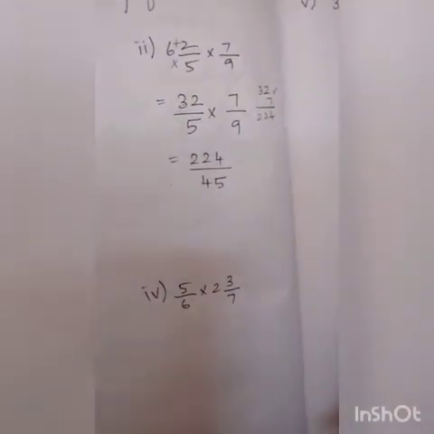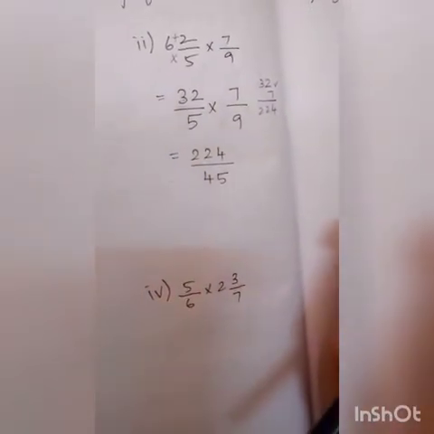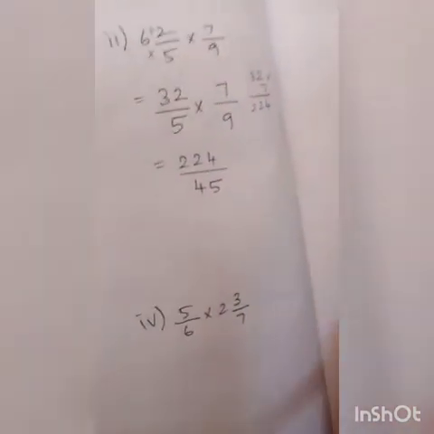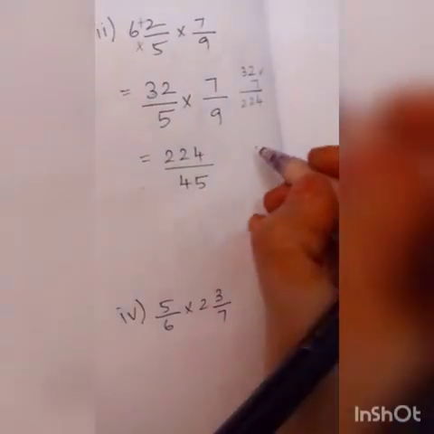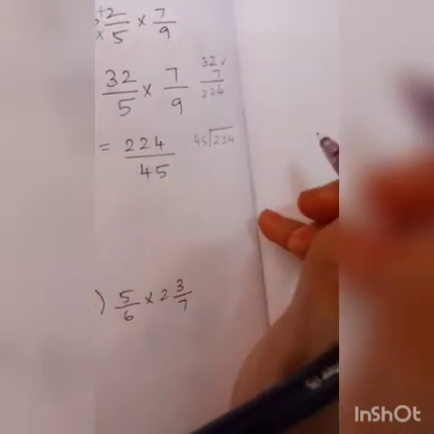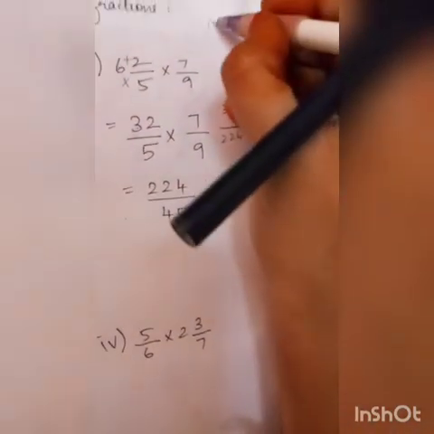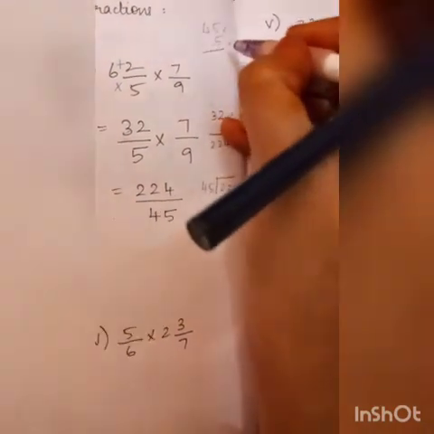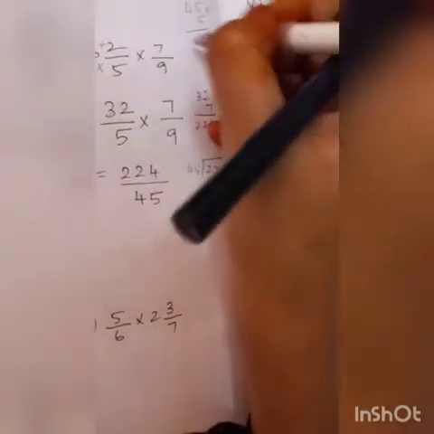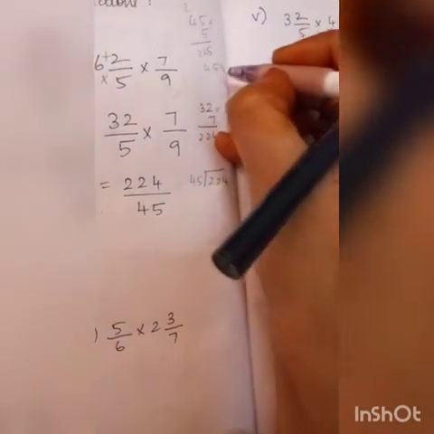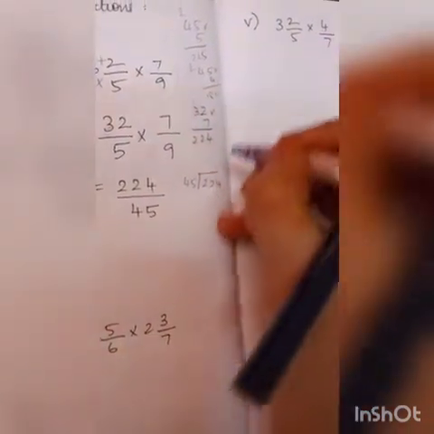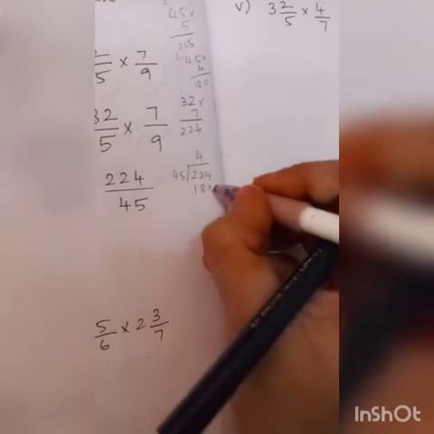Can we cancel this? No, we can't cancel because it does not come in the third table like that. So what shall we do? We can convert it into a mixed fraction. 45 into 5. 5 5s are 25. 5 4s are 20, 22. So it is 225. So we have to do 45 into 4. 5 4s are 20. 4 4s are 16, 17, 18. So 45 into 4 is 180.